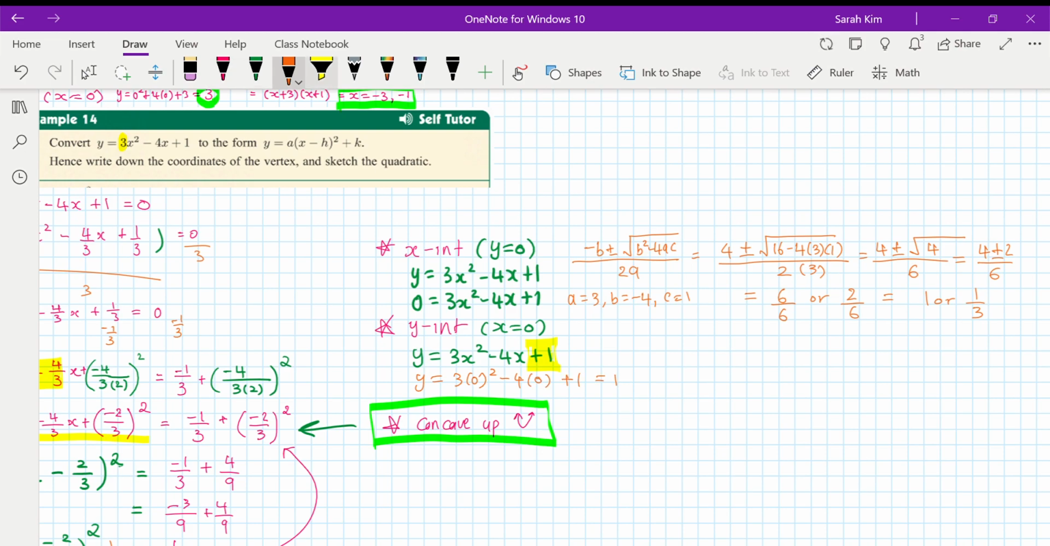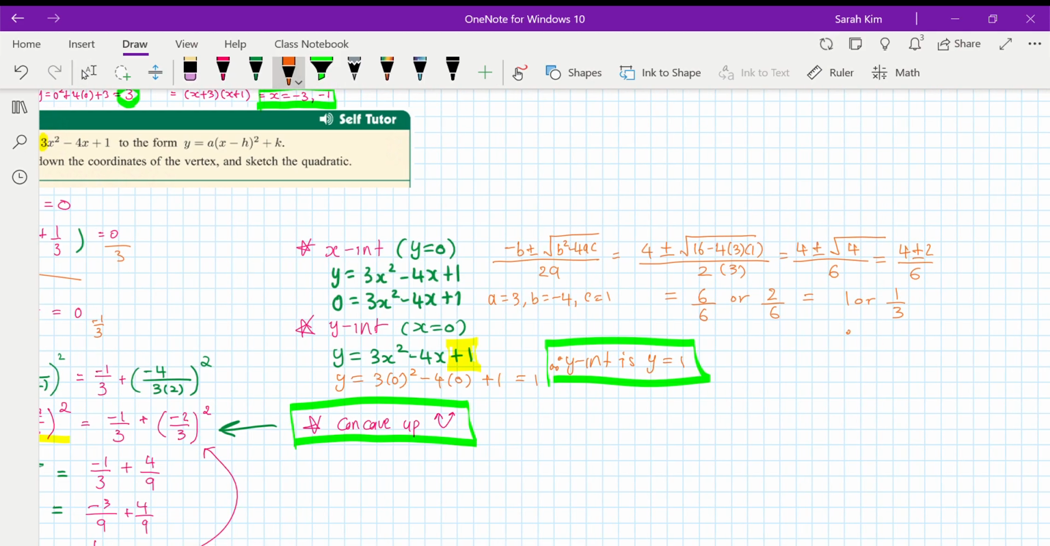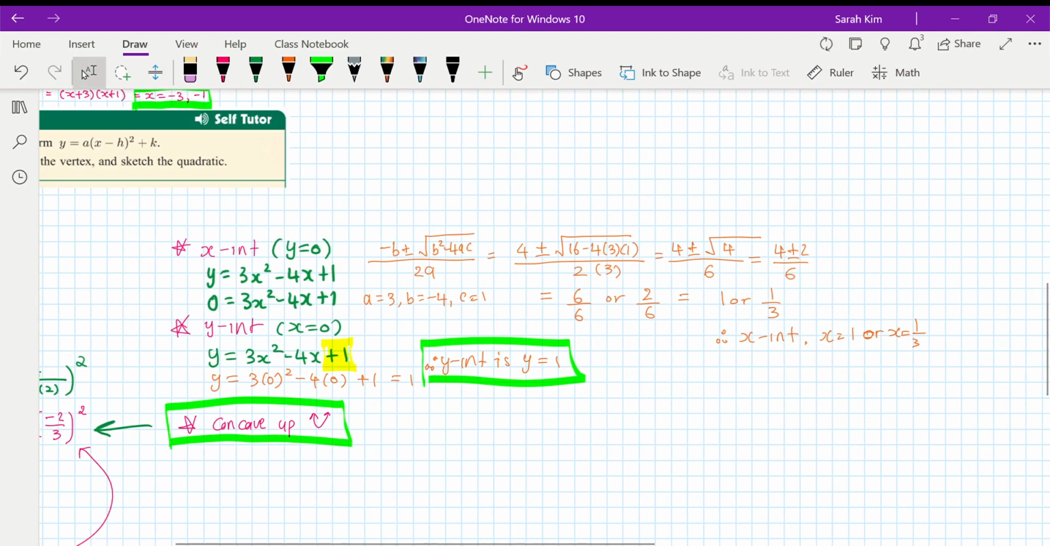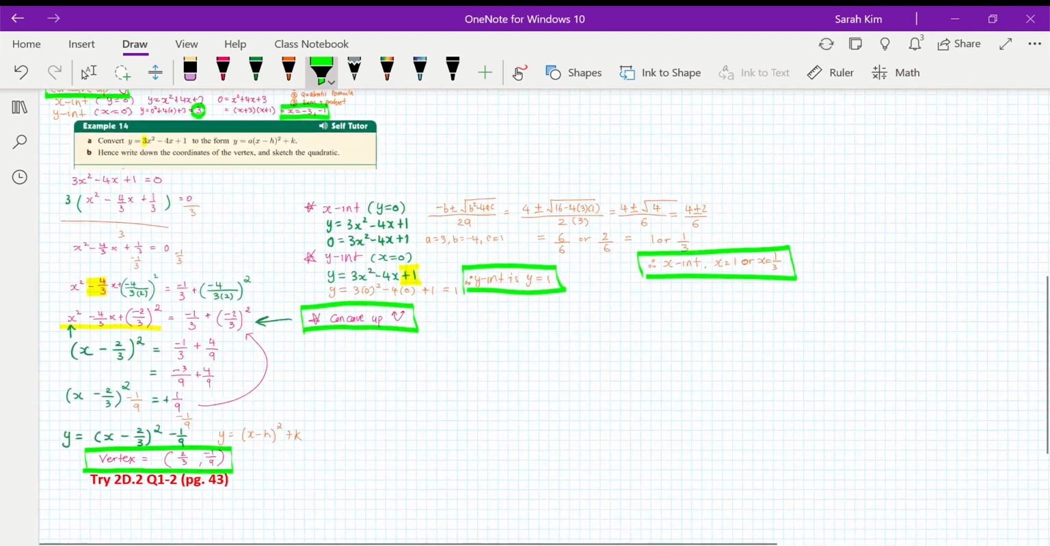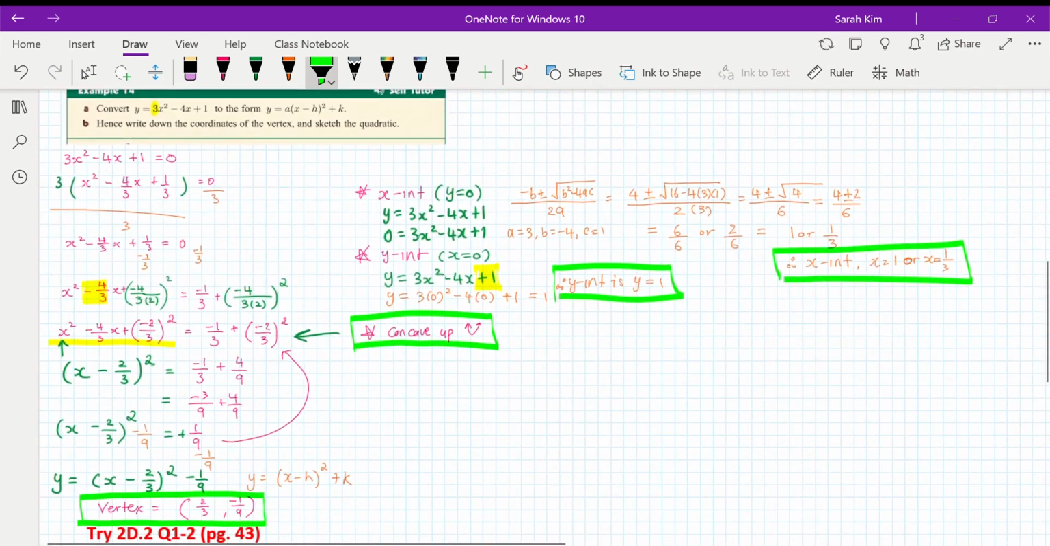So here's the facts I want to use. Let's highlight them. So that my y-intercept is 1. So maybe I'll conclude it. My y-intercept, therefore, is y equals 1. This is what I want to use. Therefore, x-intercept when x is 1 or x is a third. So I've got 4 facts highlighted. I've got the x-intercept, y-intercept, concave up or down, and the vertex. So I should be able to draw these now.